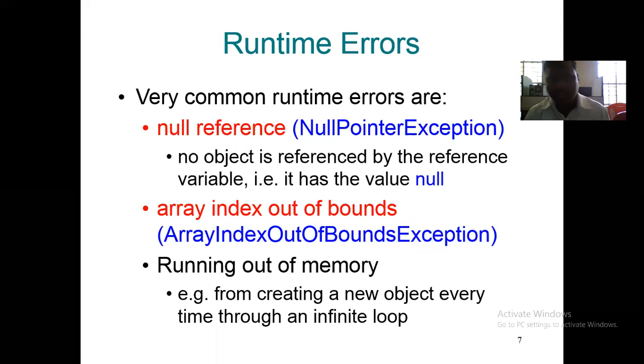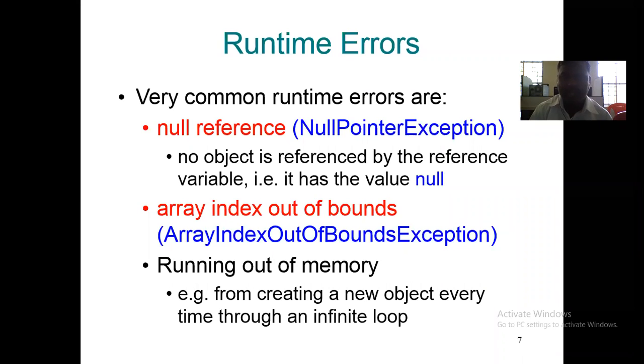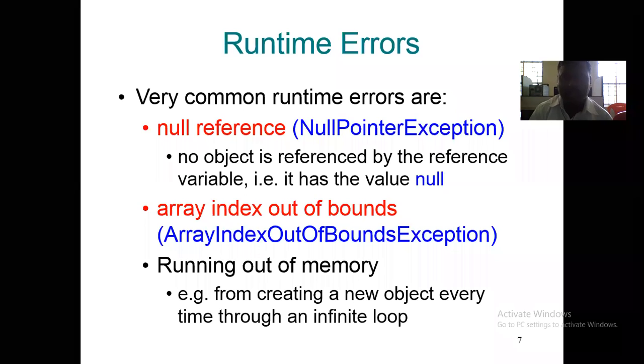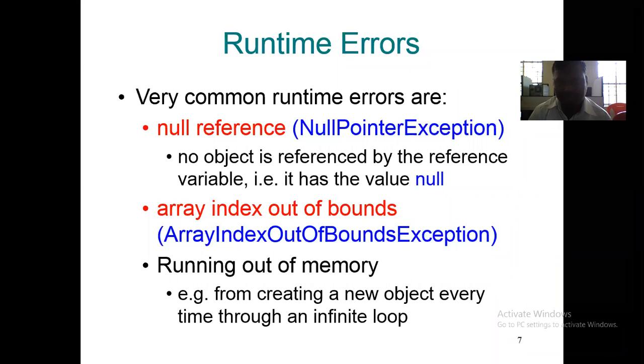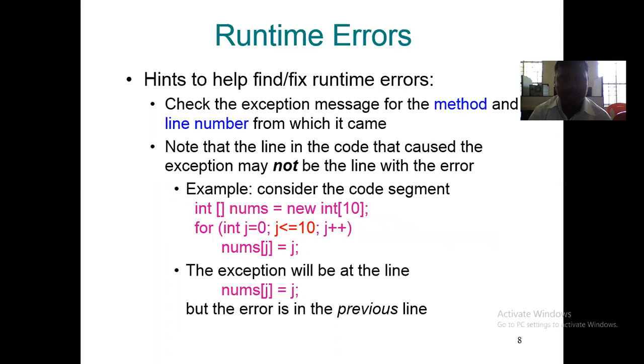So here are some common runtime errors. Null pointer exception means no object is referenced by the reference variable, that it has the value null. Sometimes this happens in Java programs. Array index out of bounds means trying to access a value from the array which is out of range, or trying to access elements from an empty array. That time it gives errors.